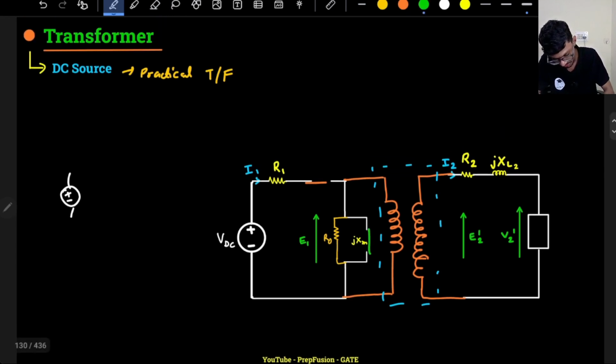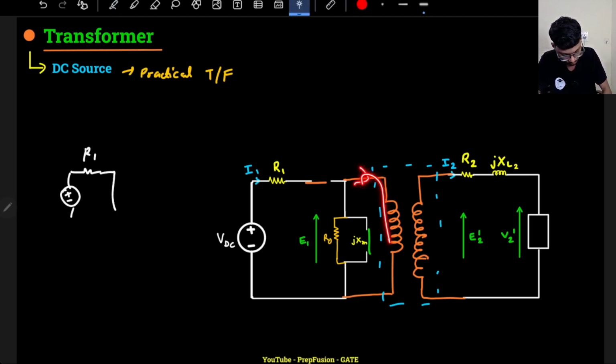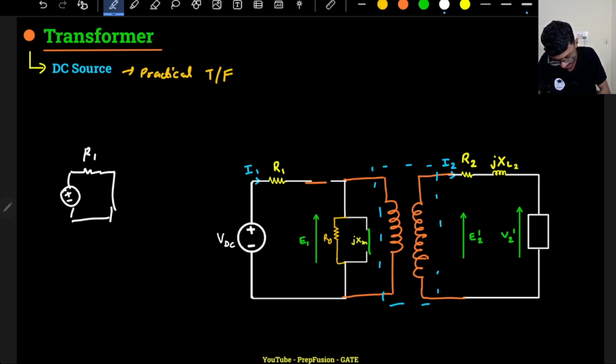So what is my equivalent circuit? My equivalent circuit is something like this. I have an R1 resistance here, and no current will flow through the shorted part. This is my VDC. So that's why they say that the transformer will burn if I apply a DC, even though it is practical. What will be the current? VDC by R1, and I know my R1 is very small.